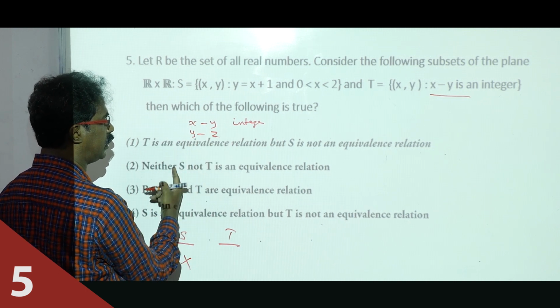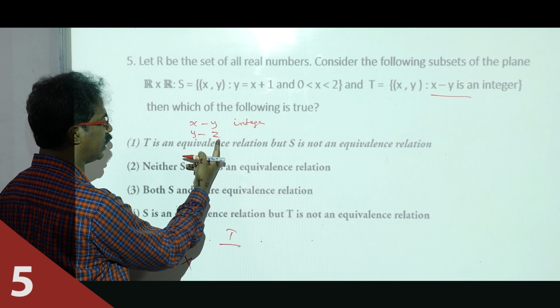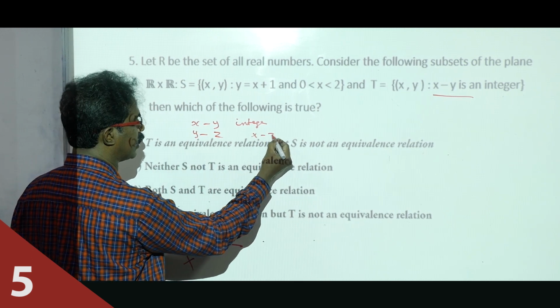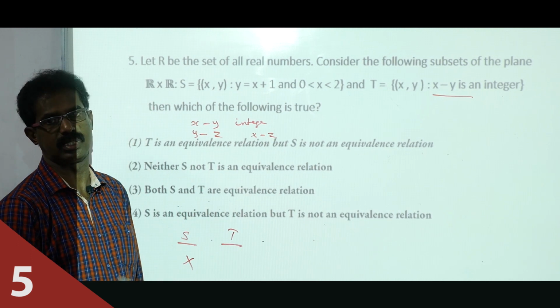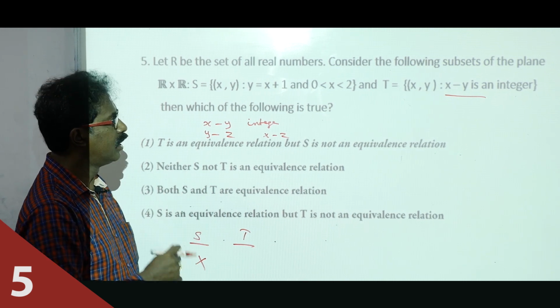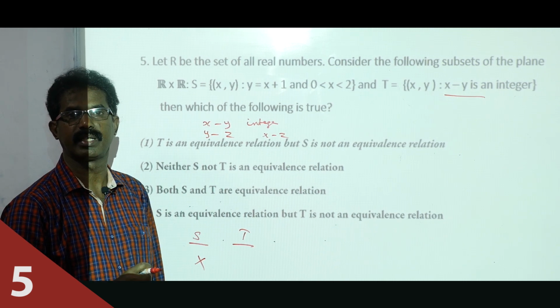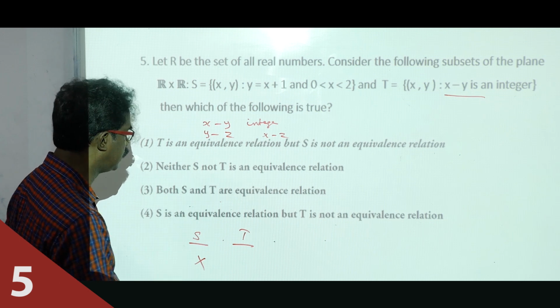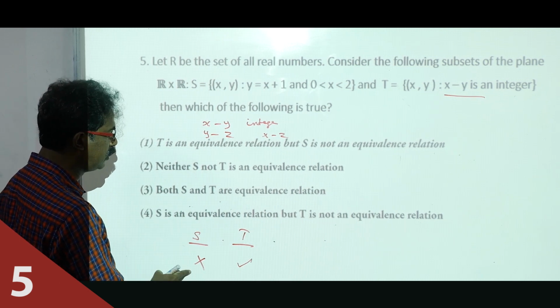X minus y is an integer, y minus z is an integer. Definitely x minus z is also an integer, so it is transitive also. So in T, all the three conditions are satisfied: reflexive, symmetric and transitive. So T is an equivalence. S is not an equivalence, T is an equivalence.